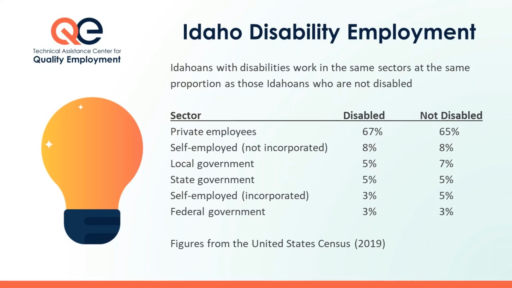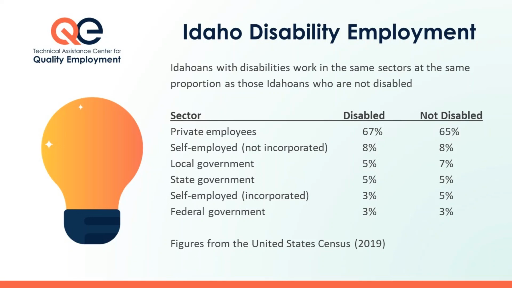3% of disabled workers are self-employed at an incorporated business, but the percentage of workers without disabilities who are self-employed in incorporated businesses is almost double, at 5%. A potential avenue for VR in Idaho might be in assisting self-employed workers in the process of incorporation.